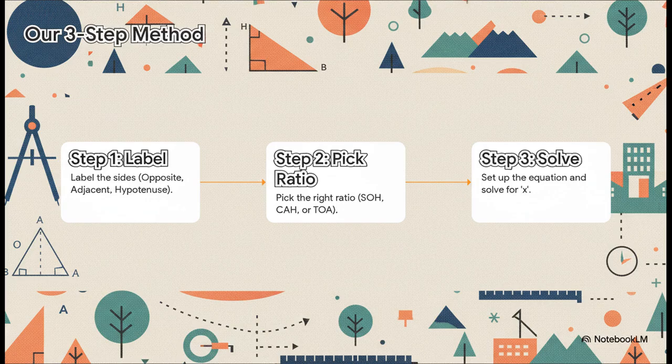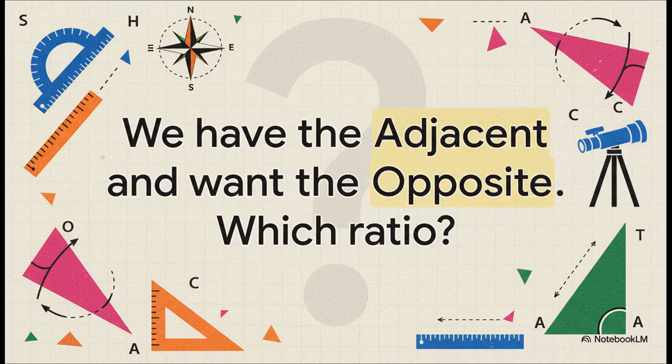And we're going to solve this with a really easy, repeatable 3-step method. First, label the sides you know and the one you need. Second, pick the right tool for the job, sohcahtoa. And third, you just set up the equation and solve. Let's do it.